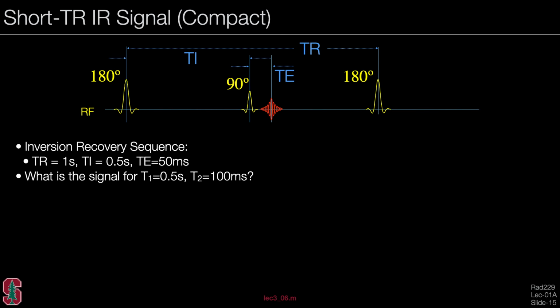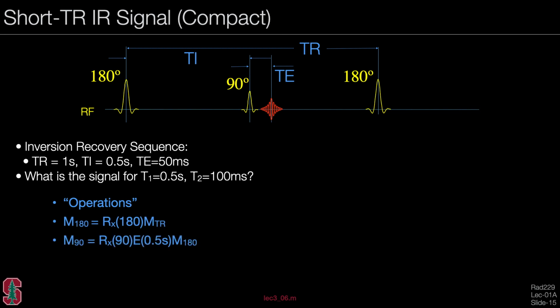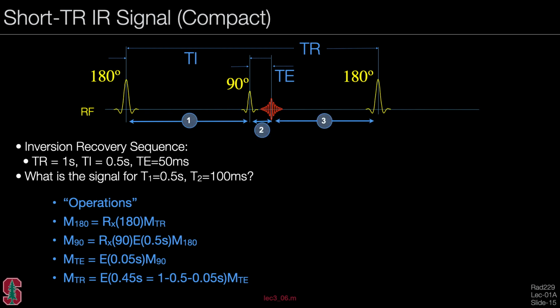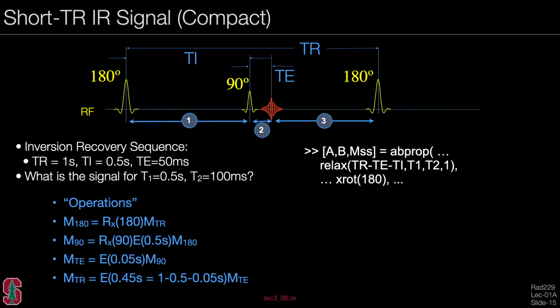So now let's look at that example again and do a little bit more compact solution to this. Again, we have this short TR inversion recovery sequence here with the parameters as shown before. We can look at our operations here, and the operations are the same as before. But now how we do the MATLAB, we can actually do this quite quickly. We can basically go right to our overall A and B and our steady state here, and we can call MATLAB functions here as arguments to this AB prop. So we're simply going to do relaxation over interval 3 here.